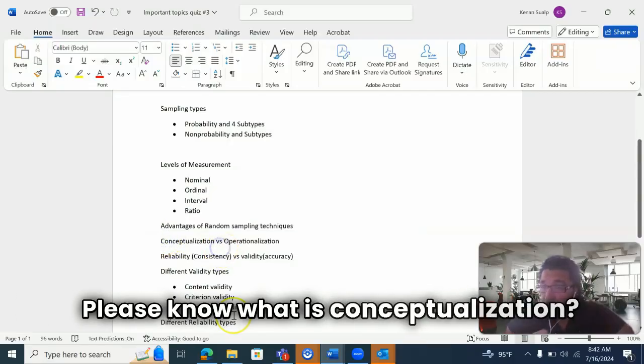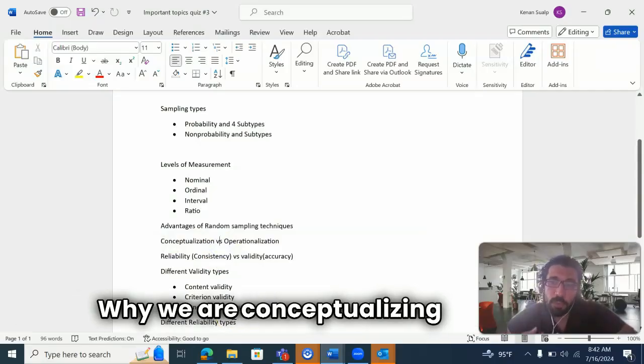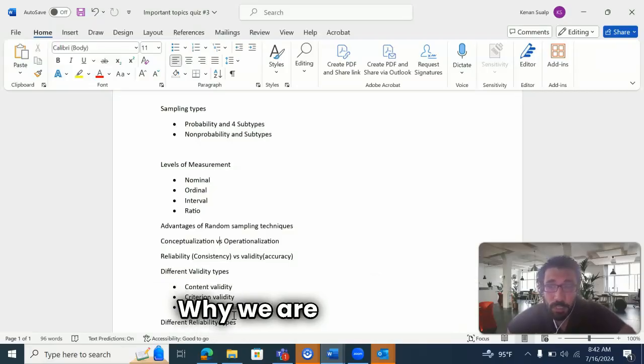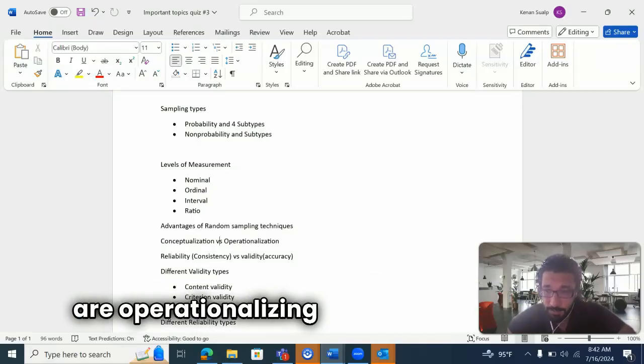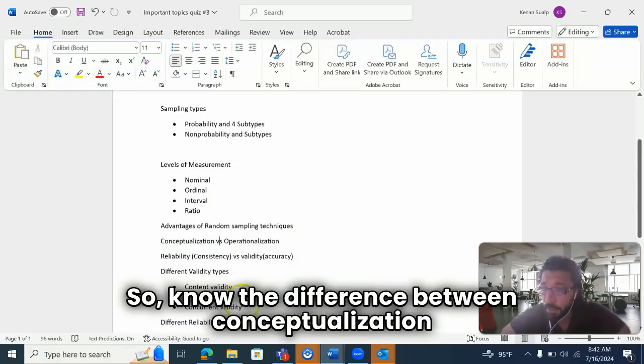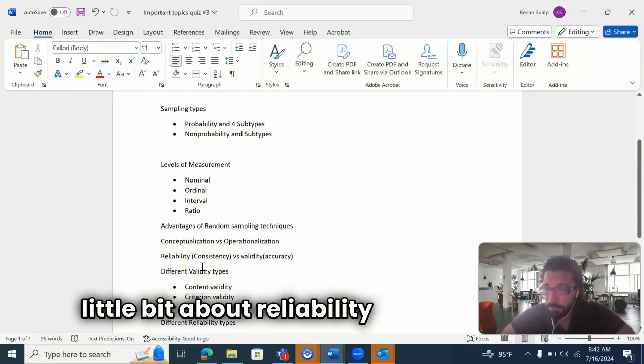Please know what is conceptualization. Why are we conceptualizing our, let's say, research question? What is operationalization? Why are we, and how are we, operationalizing a research question? So know the difference between conceptualization versus operationalization, and then know a little bit about reliability versus validity.